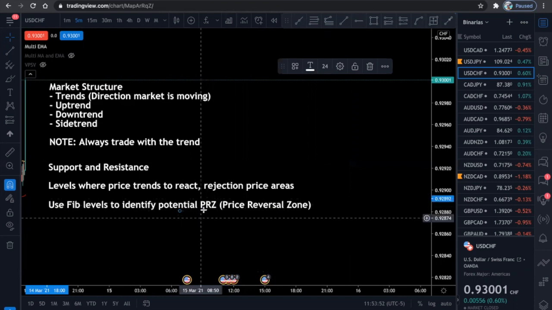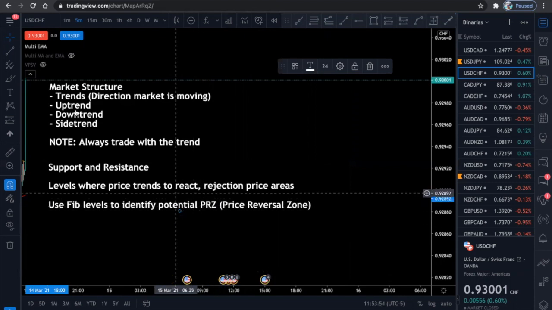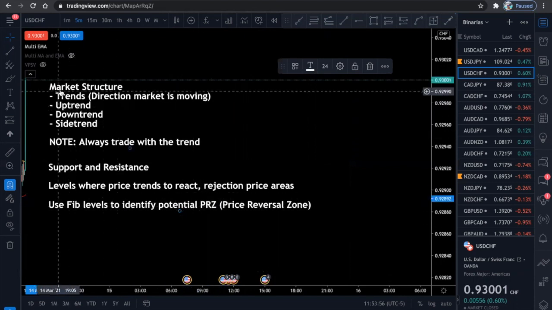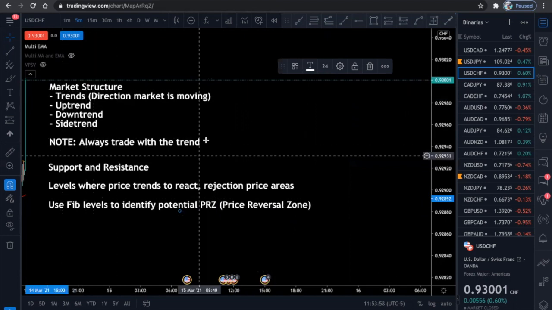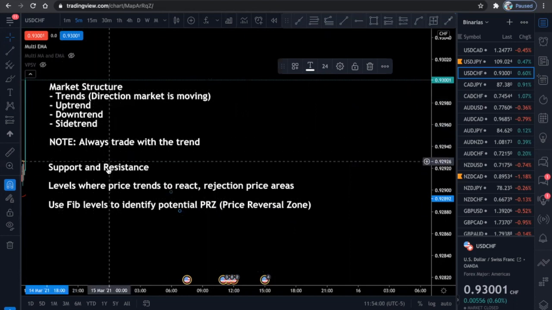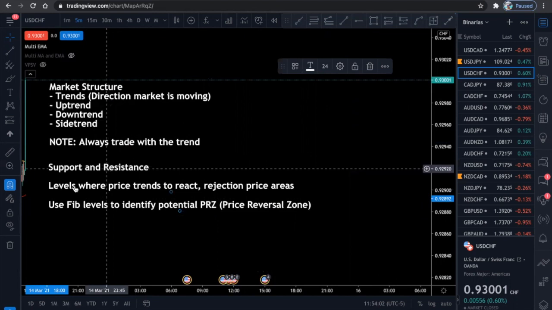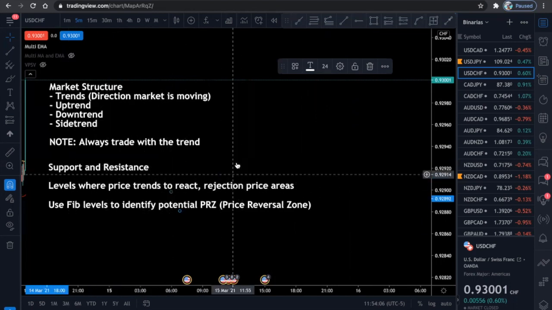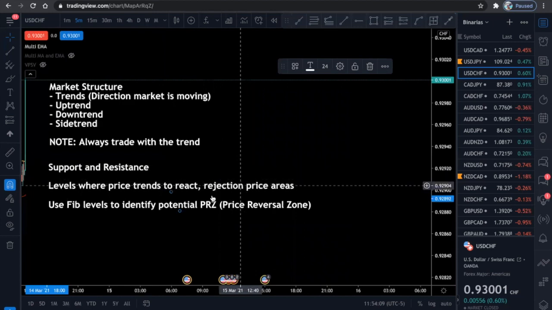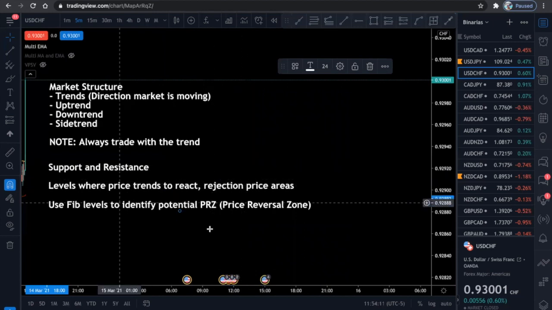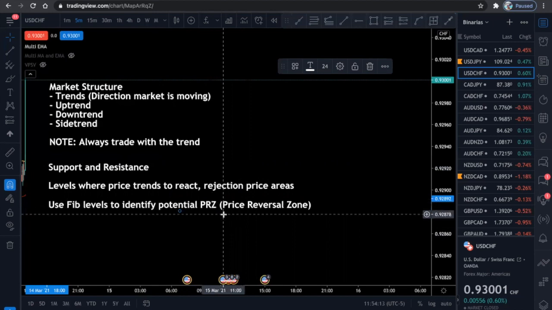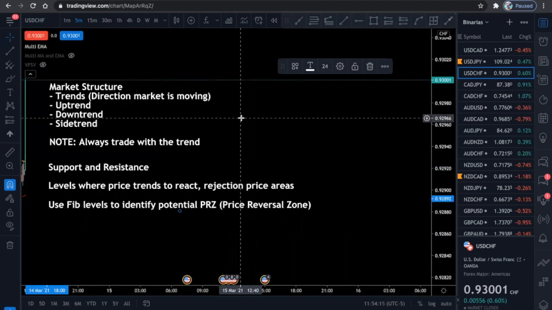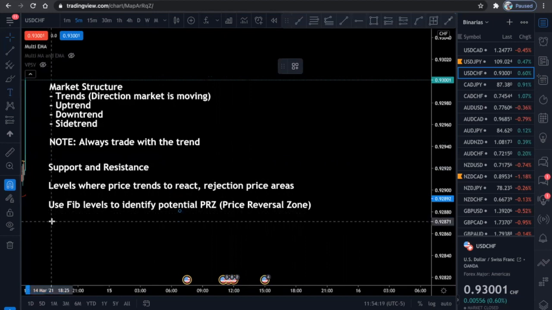Okay, so you want to use Fib levels to identify your potential PRC. This is very, very, very important. So I have one, market structure. I always trade with the trend. I have support and resistance. I look for levels where the price can react. I want the price to reject this area. And I'm going to use Fibonacci to find these levels. Finally, last but not least, and the least important, are my indicators.